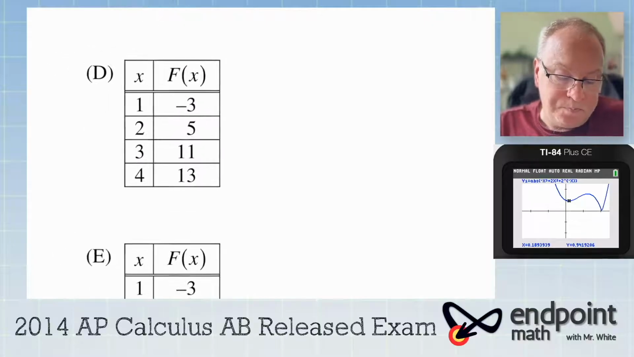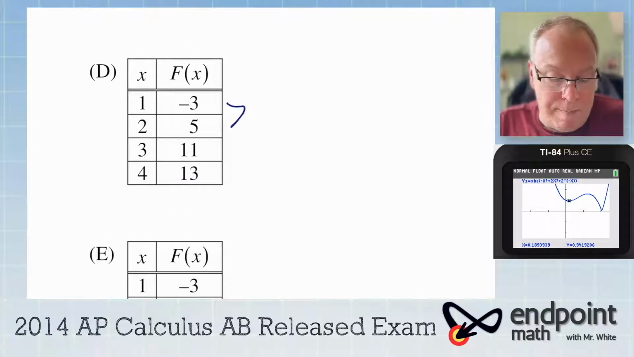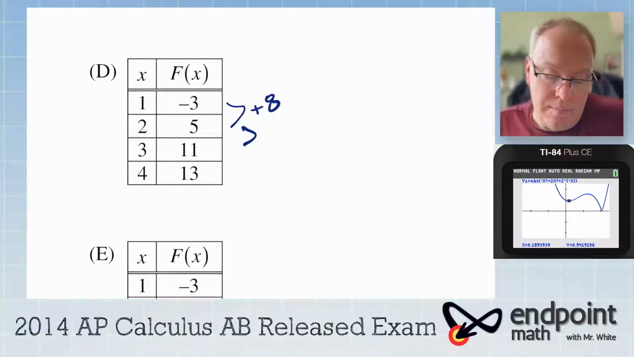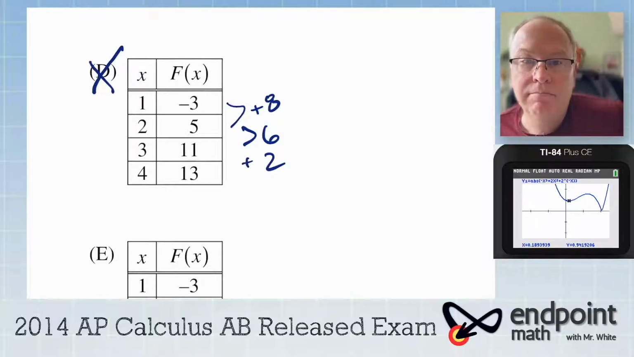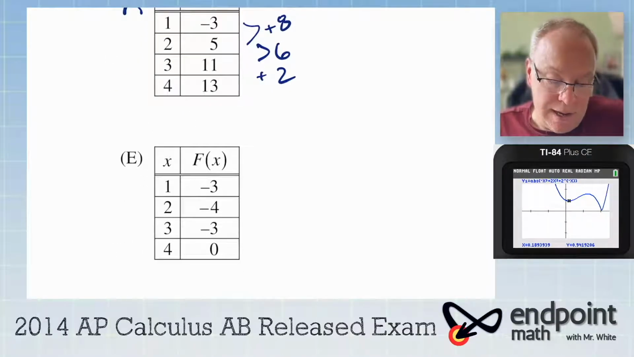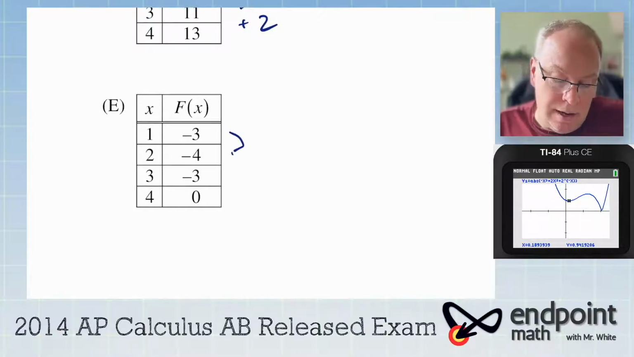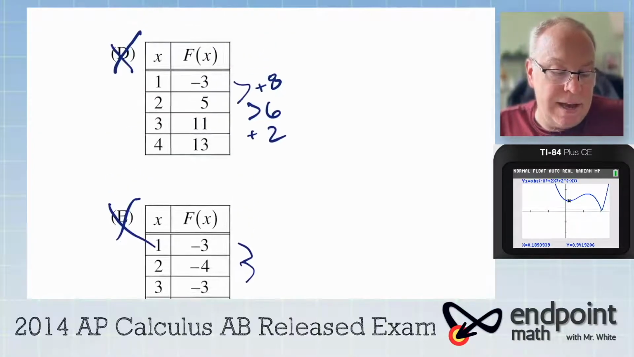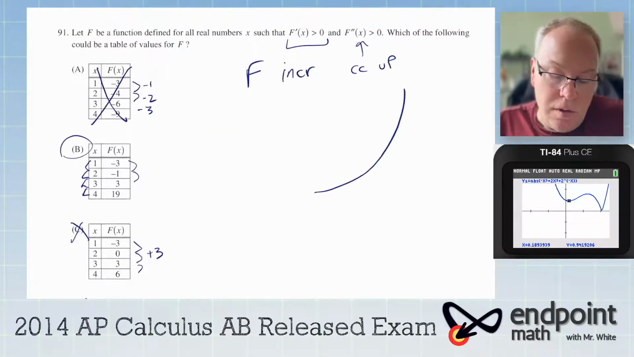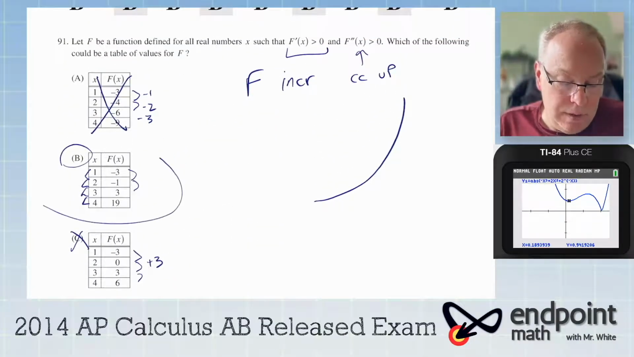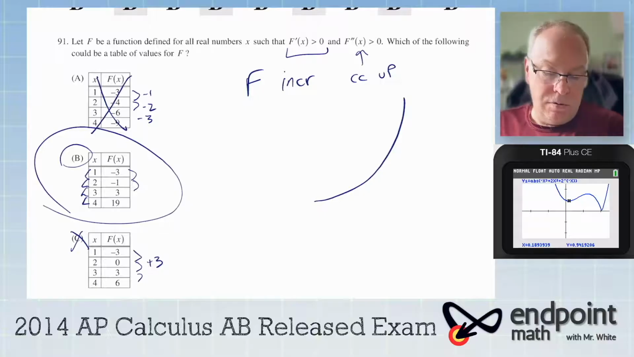Letter D. This goes up by 8. Then only by, what are we going up? 6. And then up by 2. Well, that's actually decelerating. That was actually concave down, I think. And then this one is down 1 and then up. This is all over the place. So that's not it either. So the only one that it could be is letter B, and that is the right answer.